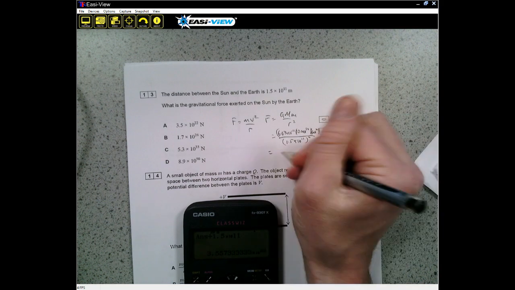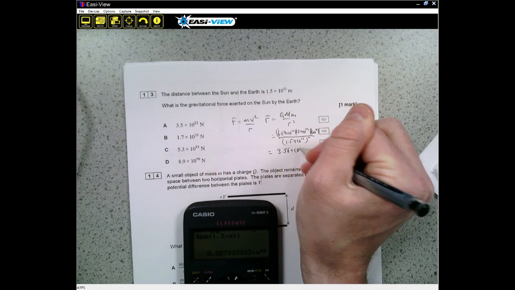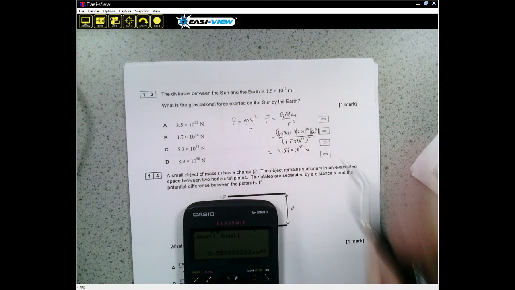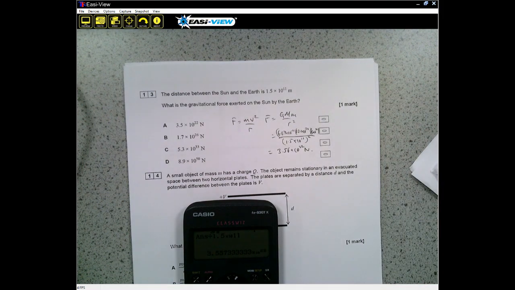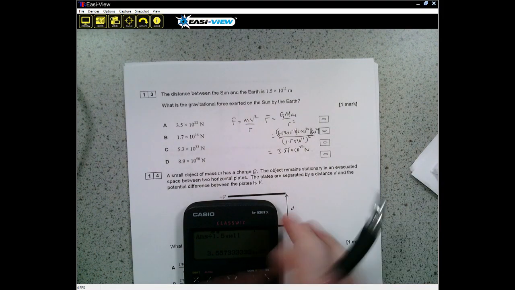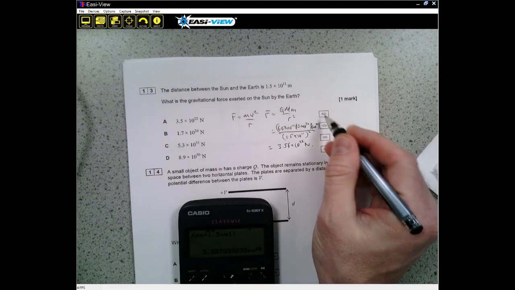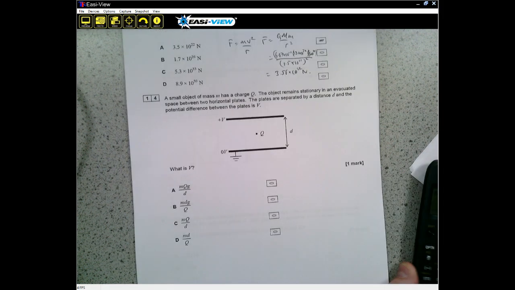We get 3.56 times 10 to the 22 newtons. And that's not one that I have a feeling for. That's not one I calculate, but then so I might go back and check that. So that's A. Next one.